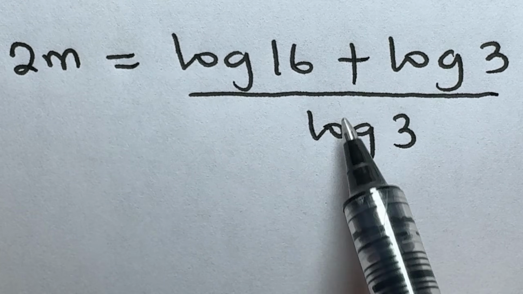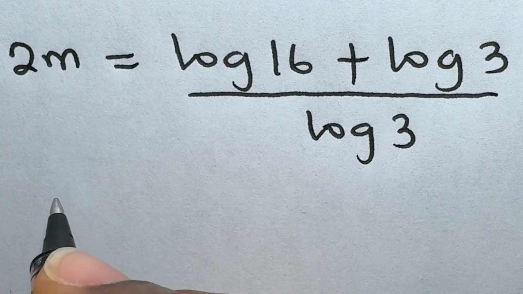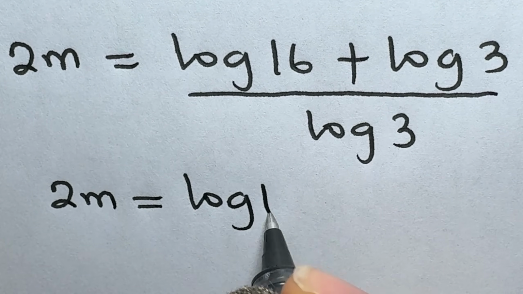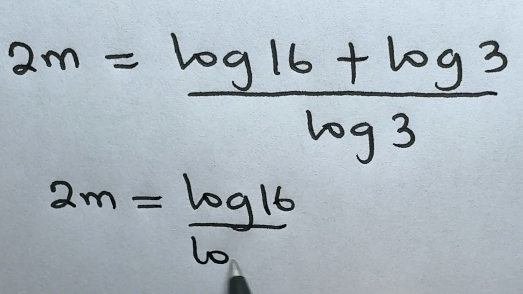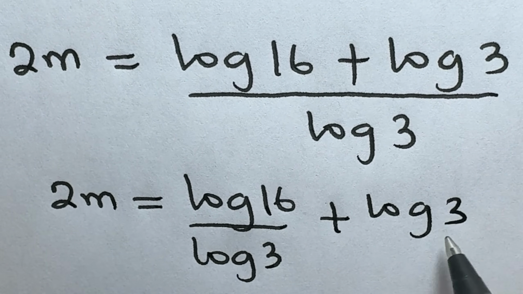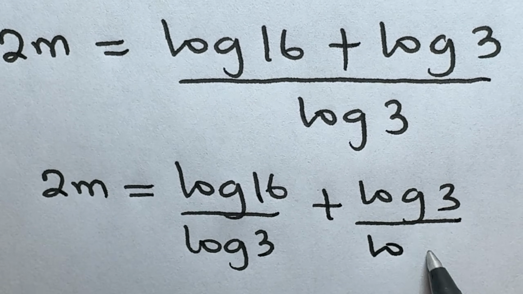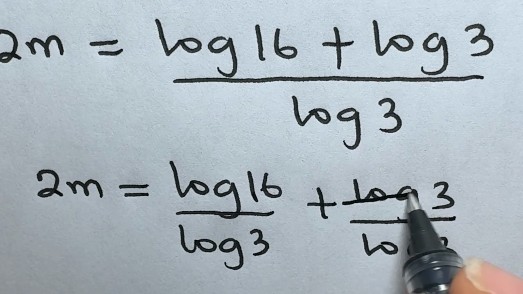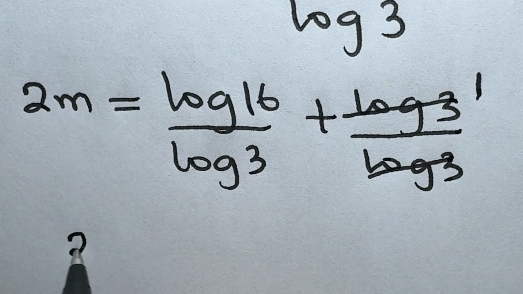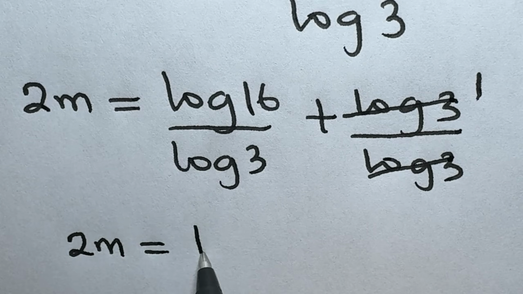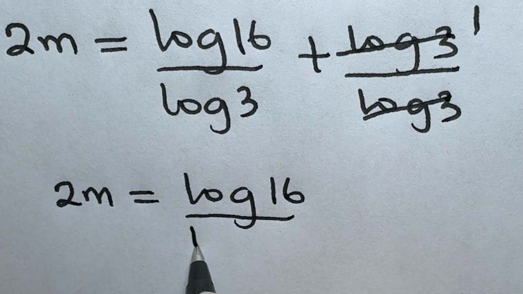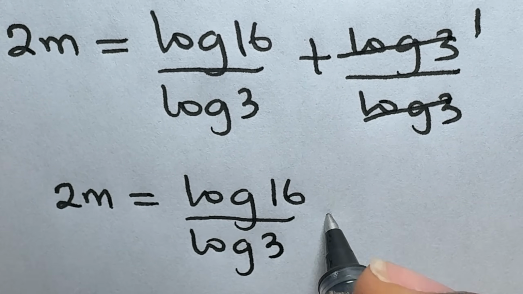From here, let us separate this division. This will give us 2m is equal to log 16 divided by log 3 plus log 3 divided by log 3. Log 3 divided by log 3 here will give us 1. So we have 2m is equal to log 16 divided by log 3 plus 1.